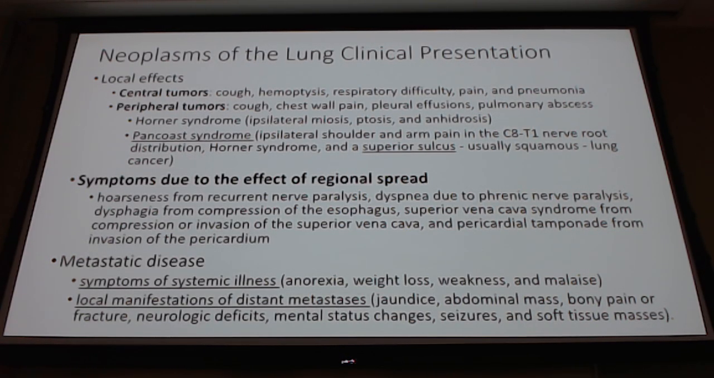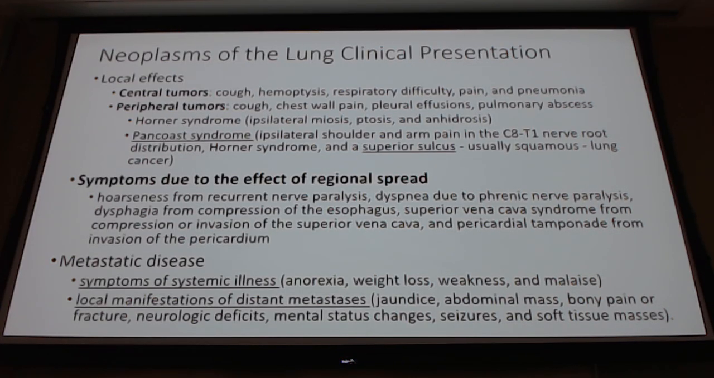Okay. If you have ipsilateral miosis, ptosis, and anhidrosis, okay, so your eyelid drooping, you have lack of sweating on that side. That's Horner syndrome. Your number one diagnosis to rule out is a Pancoast or a superior sulcus tumor. Okay?